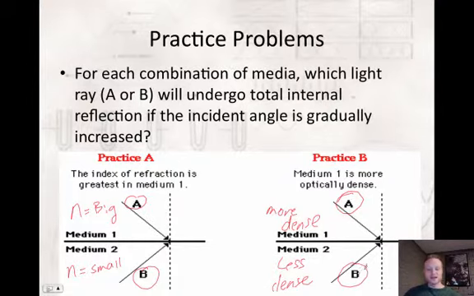Could B do it? The answer would be no, because it's going from a less dense to a more dense medium. There is no possible way for this light ray B to undergo total internal reflection because it's going from a less dense medium to a more dense medium. That would be breaking rule number 1 in the previous slide.